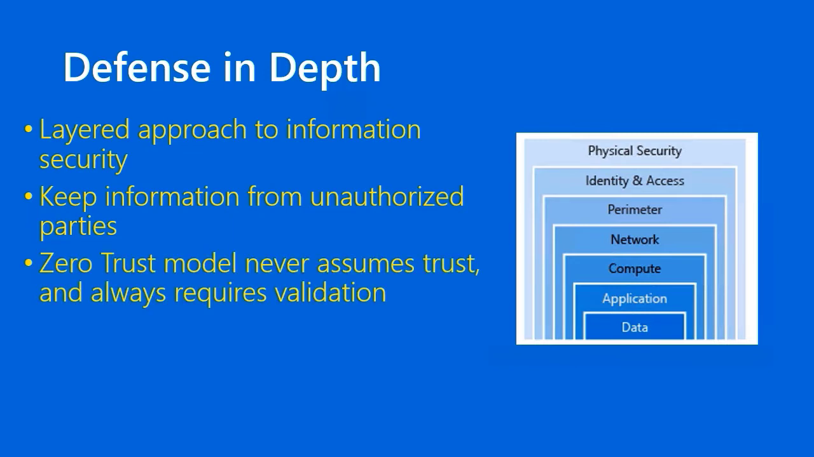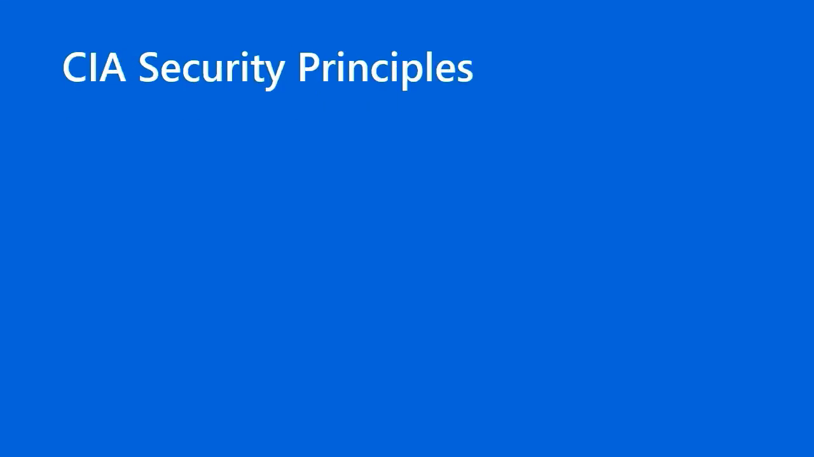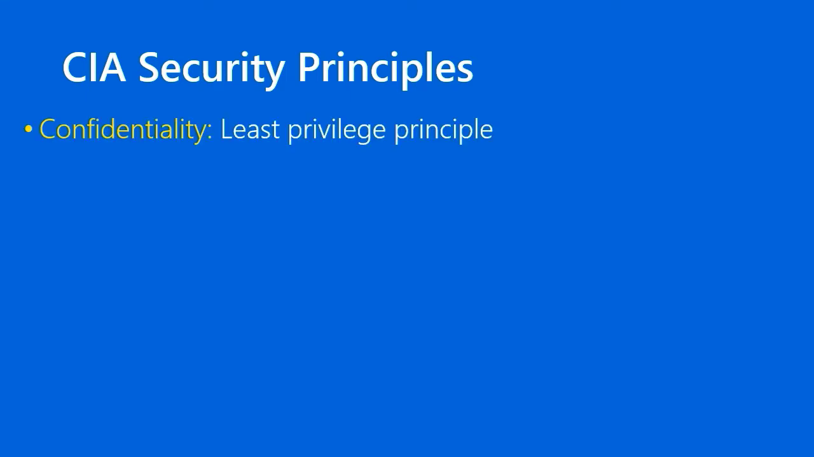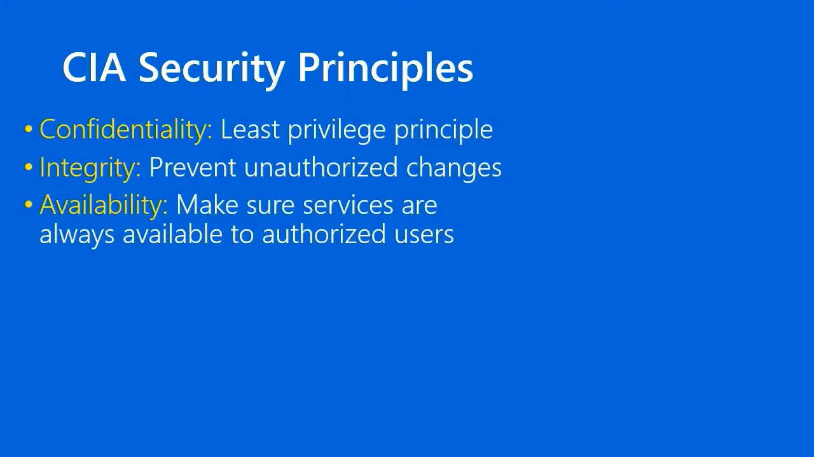Microsoft promotes what's called a zero trust information security model that I, of course, agree with, in which we never assume trust and always require validation. That is to say, we want to make sure that any access in our Azure deployments should only be by authorized parties. Another information security term is CIA, confidentiality, integrity, and availability, not the Central Intelligence Agency in the U.S.